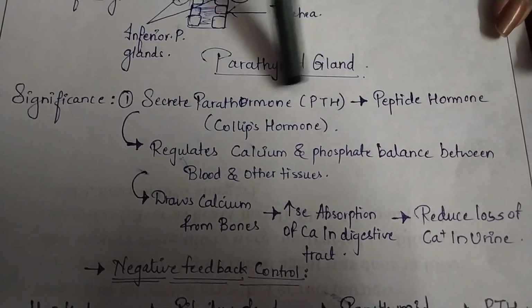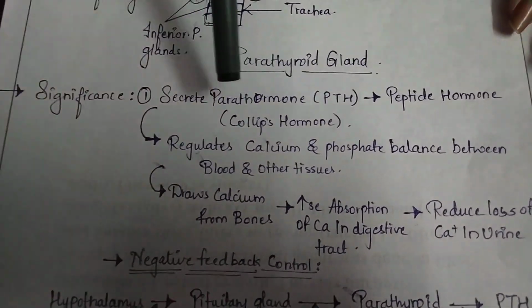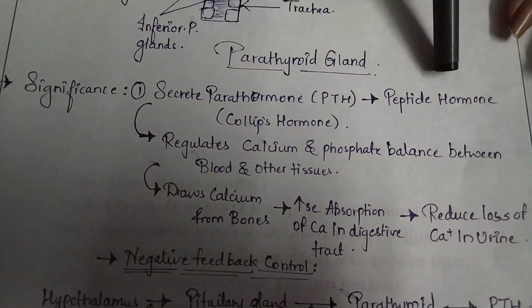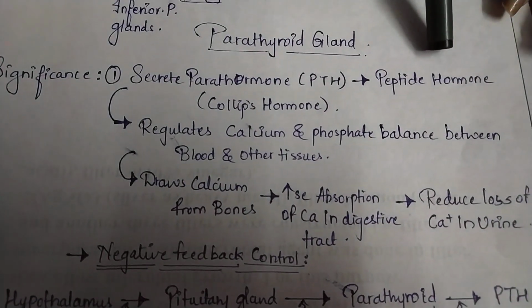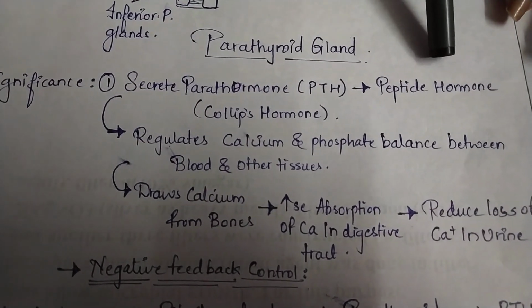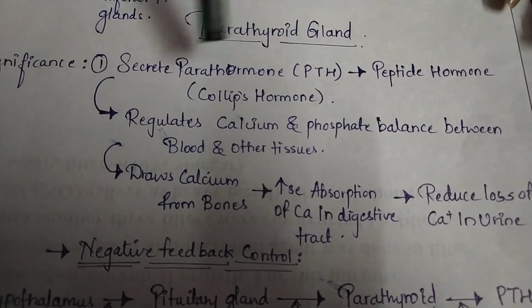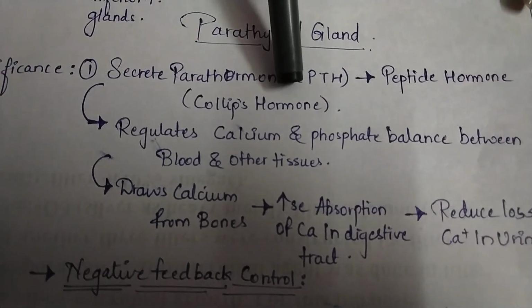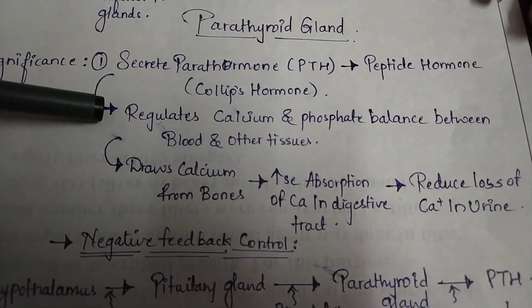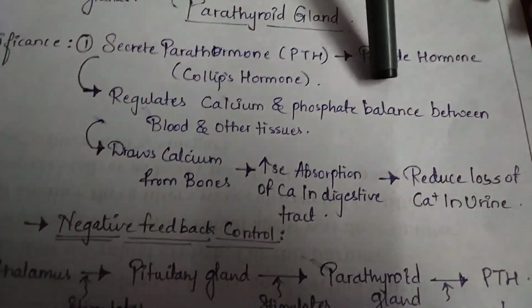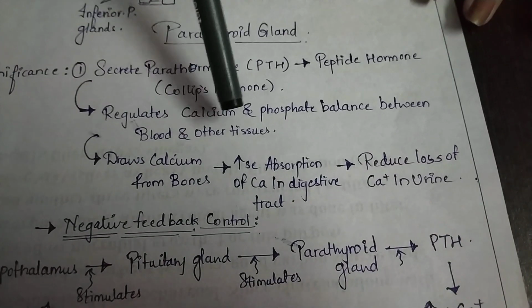This parathyroid hormone, that is parathormone, is basically peptide in nature. That is, it is a peptide hormone, which means it has short or long amino acid chains. Okay, amino acid peptides. This hormone is also known as Collip's hormone. What is the role of this hormone? First of all, it regulates calcium and phosphate balance between your blood and the other tissue.